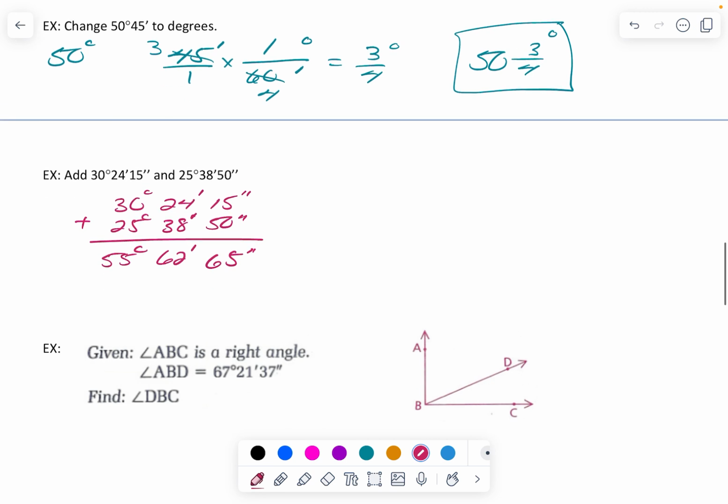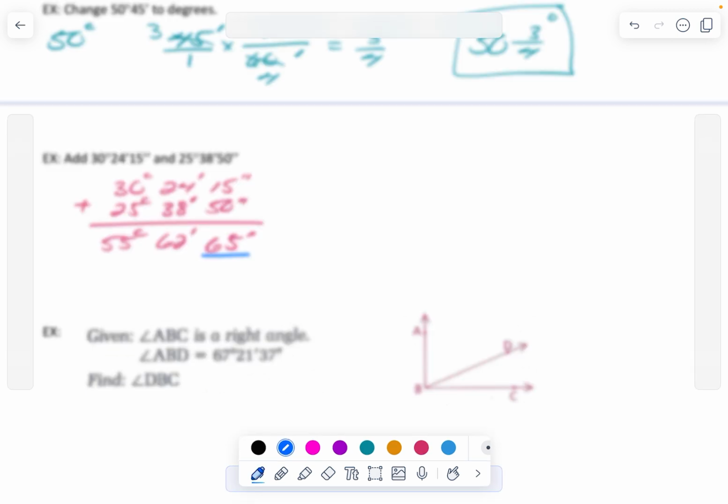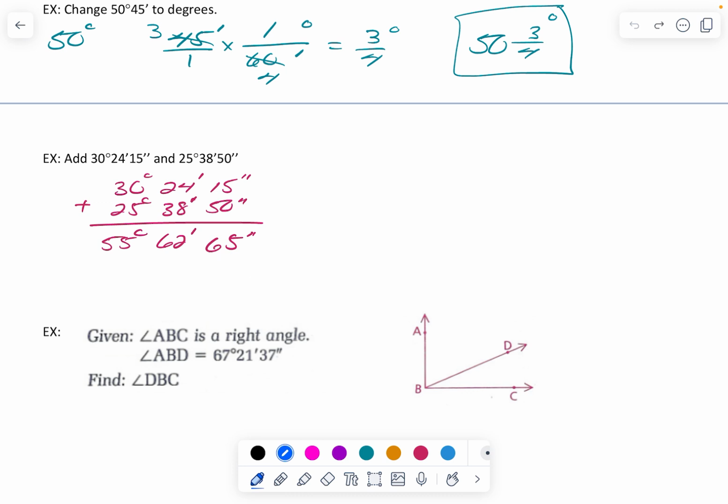Now, we have a problem because remember 60 seconds equals 1 minute. So 65 seconds is the same as 1 minute and 5 seconds. If we take 60 away, it's the same as 1 minute, 5 seconds. And so that 1 will combine here. So revision number 1 would be 55 degrees, 63 minutes, 5 seconds.